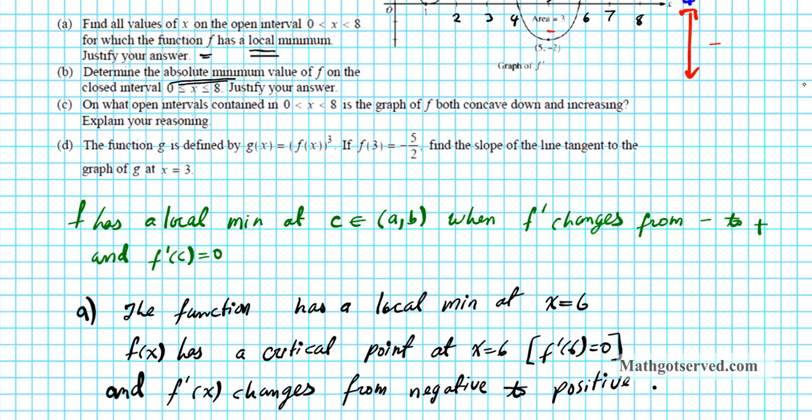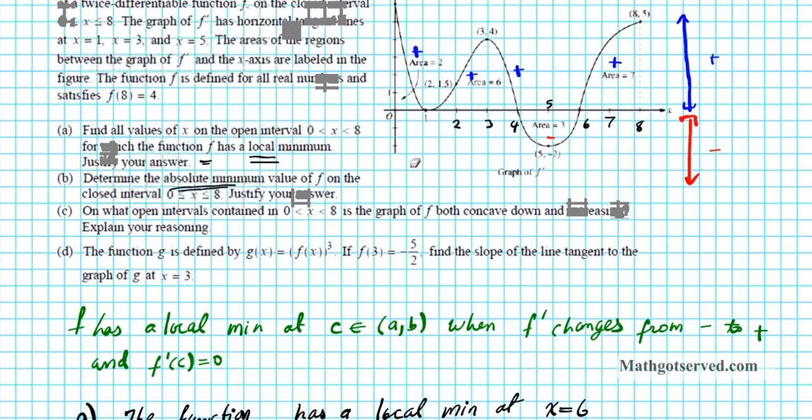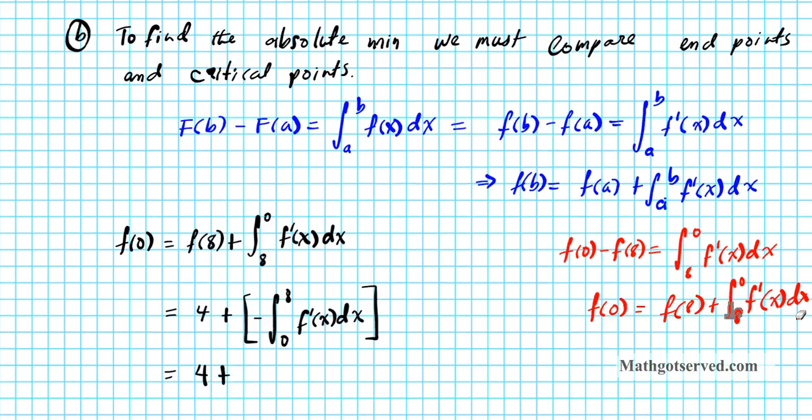The area underneath the curve is simply going to be here 2 plus 6, and then this one is downstairs, so it's minus 3 plus 7. So 2 plus 6 is 8. 8 minus 3 is 5. 5 plus 7 is 12. So the total area is basically 12. That means this is going to be 4 plus negative 12, which is equal to negative 8. So that is F of 0.